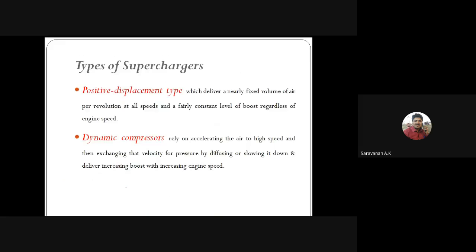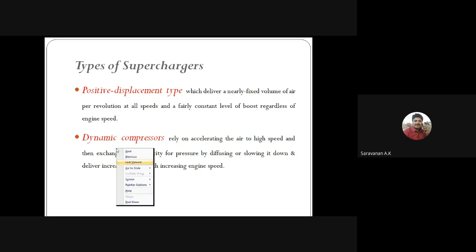Then the types of the supercharger. We have to compress the air, that is our ultimate aim, the supercharging. Here we have two types of compressors: one is the positive displacement type and the second one is the dynamic compressors.